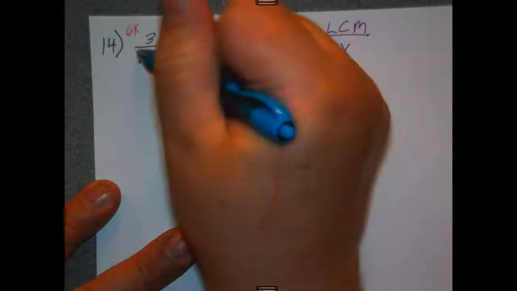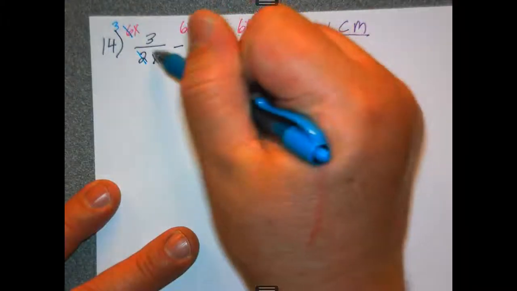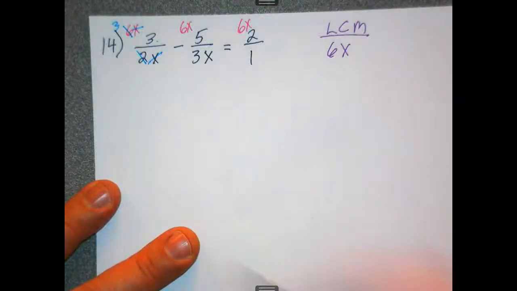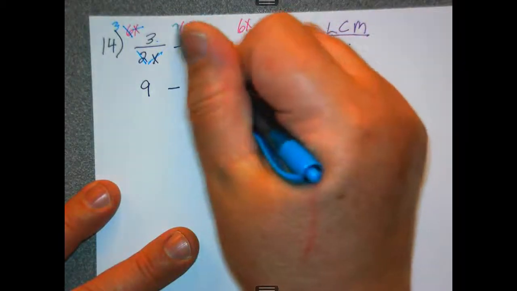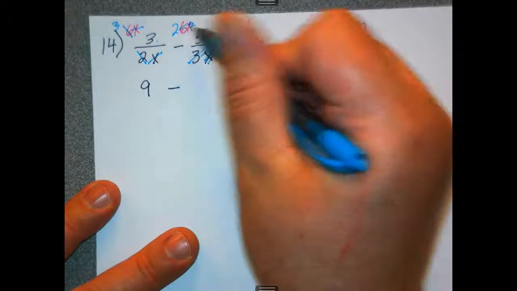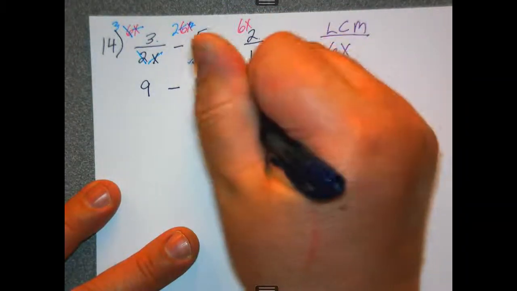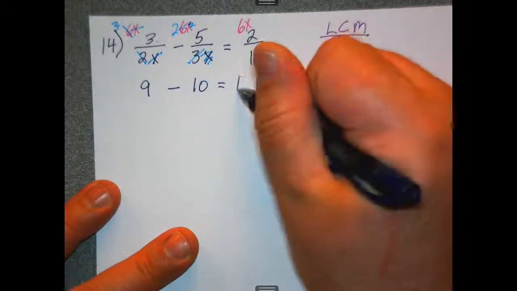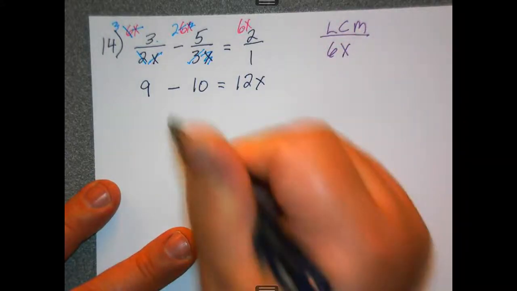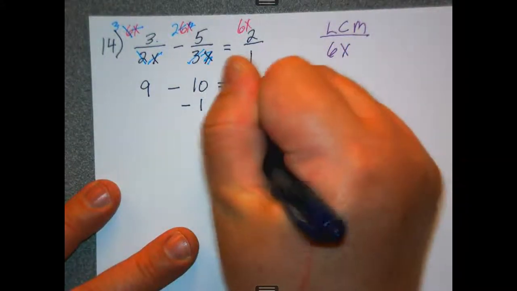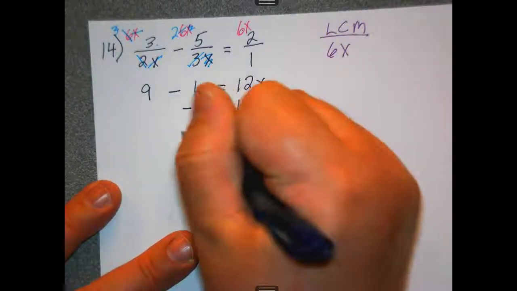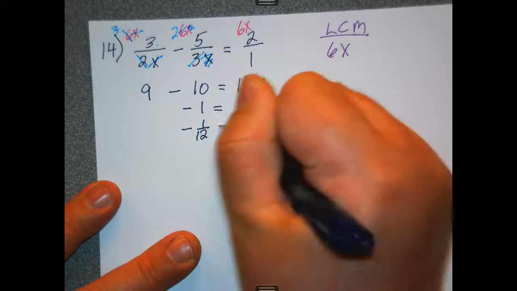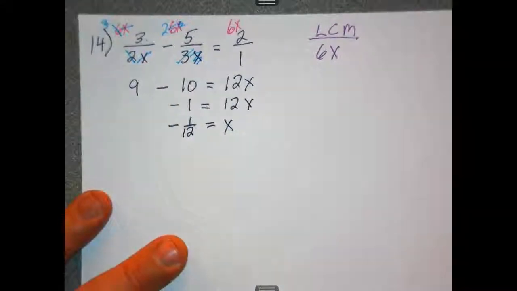Okay, 2 goes into 6 3 times. X goes into x. So 3 times 3 is 9. 3 goes into 6 twice. X goes into x. So 2 times 5 is 10. Nothing happens, cancels out. So 6x times 2 is 12x. 9 minus 10 is negative 1. Divide by 12, I get negative 1/12 equals my x.